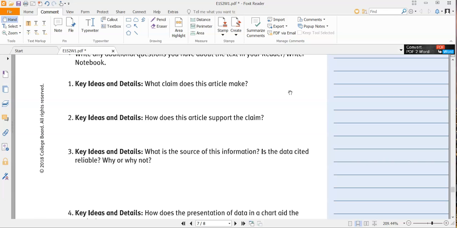Some of the things that might help you decide if it's reliable is the quality of the source. So if it's like Jenny's mom down the street who wrote a blog online, that's a little bit less reliable. If it's an economic analyst from Harvard, obviously that's way more reliable. So consider the source and whether it's reliable, and then why or why not.